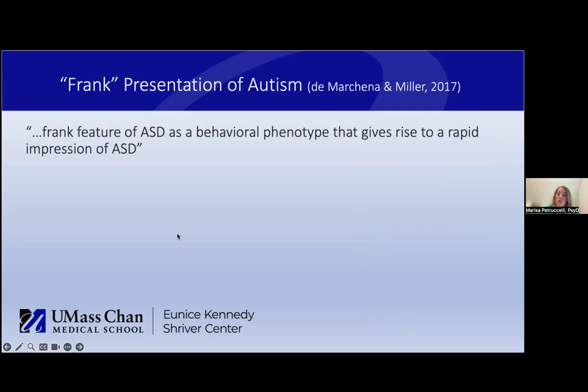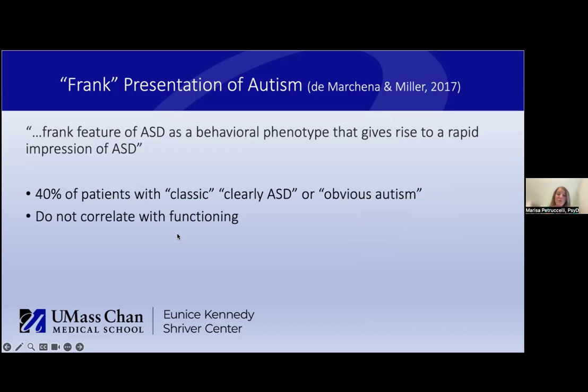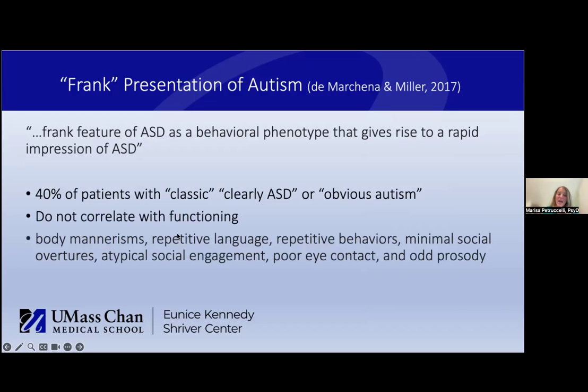It was what were those sorts of features that stood out to the physicians as being likely. And they were able to identify about 40% of patients with this classic profile, clearly autism, obvious autism, were some of the descriptors used. What was interesting about this is this did not correlate with functioning in any way for the individuals identified. And these were some of the common characteristics that they had identified in these frank presentations.